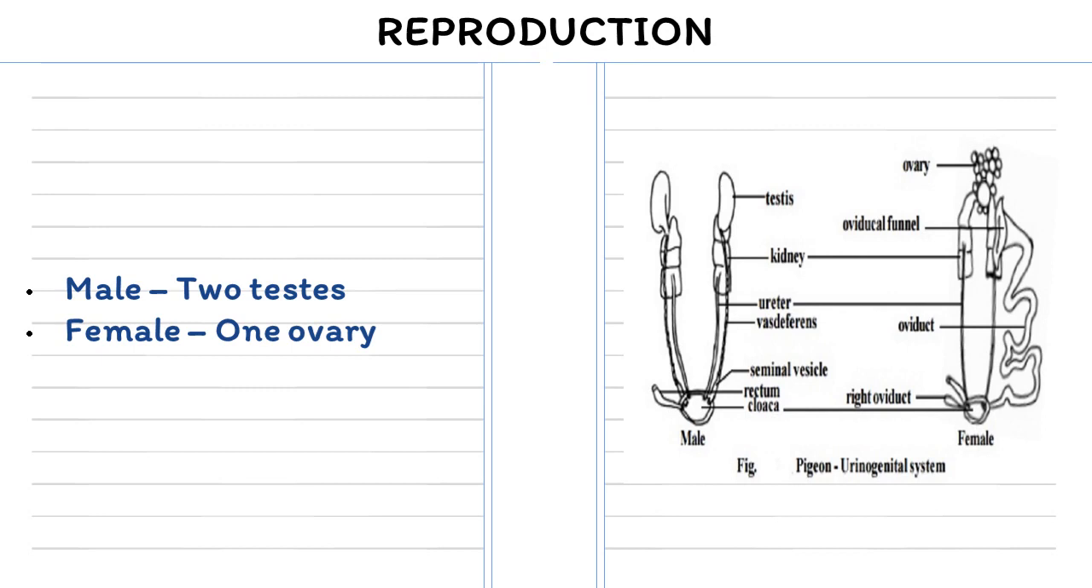Reproduction. Of course, reproduction goes on with the help of the testis as well as the ovary. Here they said the male consists of a pair of testes, 2 testes. Can you watch this figure? Male consists of 2 testes, but in the female only 1 ovary alone will be functioning, right? Ovum will be produced from only 1 ovary, right?